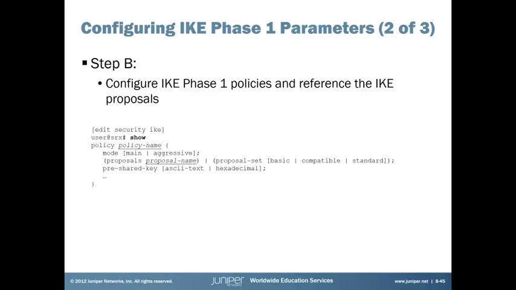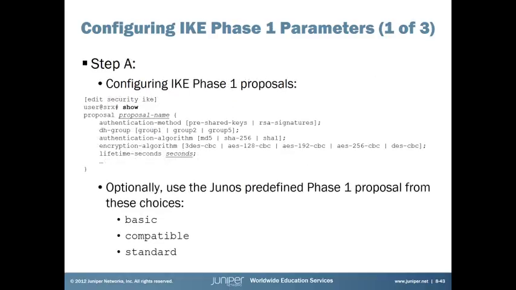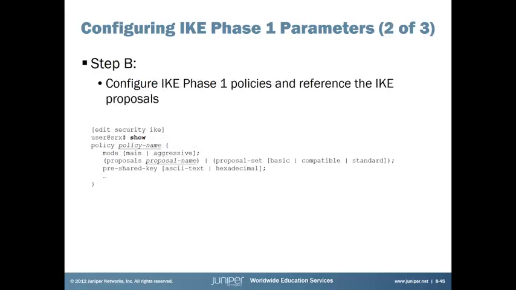Now you could go and choose one of these proposal sets that are already pre-configured. That just makes life easy. If you do choose one of the pre-configured sets, that means that you can skip step A because that's already done for you. You just go into step B and choose this one or that one, whatever it is. You then have to put in your pre-shared key. That is generally just put in ASCII text. That is a plain text pre-shared key.